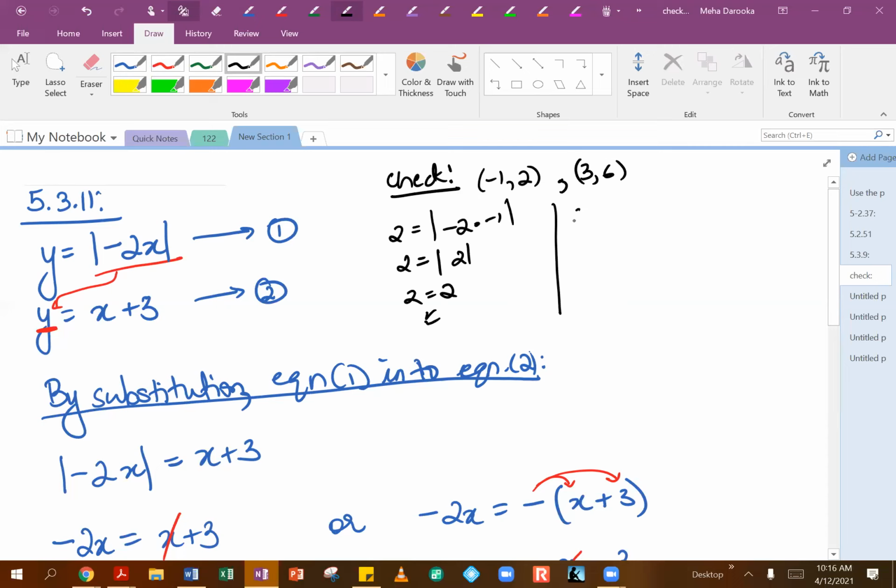3 and 6, y value is 6. This is -2 times 3, which will give us -6. But because of that absolute value symbol, it ends up becoming +6. You can see it checks out for the first one. And obviously, we just use the second one to find these. So we know it works for the second one also.